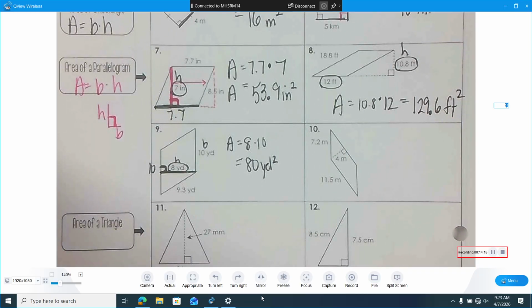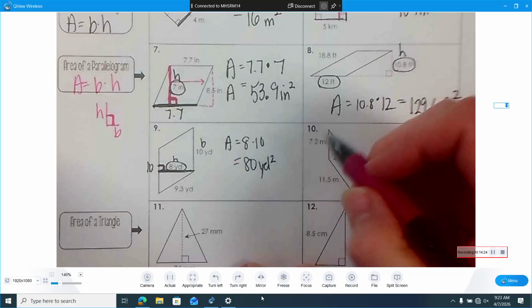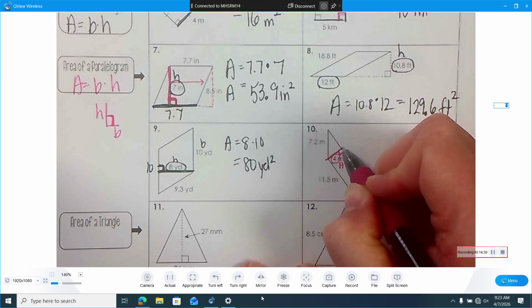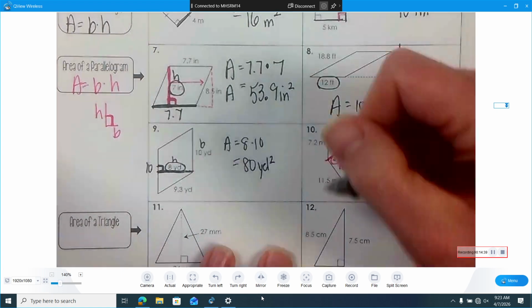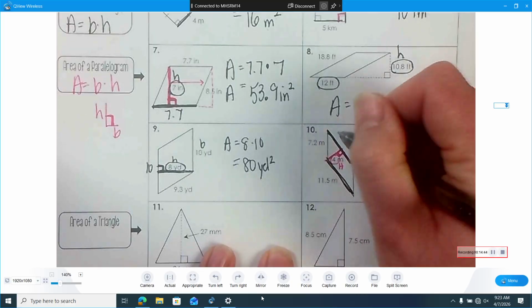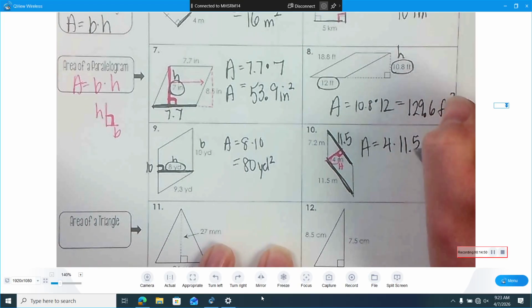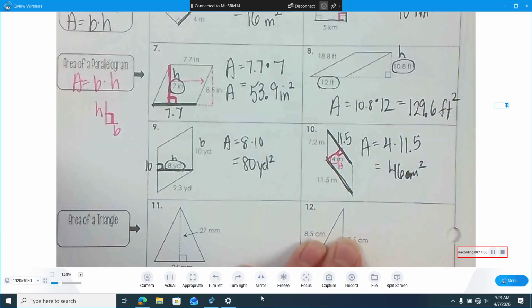All right, number 10. This one's pretty tricky. What's the height? 4. Yeah, here is our 4. So that's our height because it's attached to the perpendicular. All right, and so what's the base then? 11.5, yeah. That height line has to touch the bases. So that's 11.5, so either one of those. So the area is 4 times 11.5, which is going to be 46 meters squared.